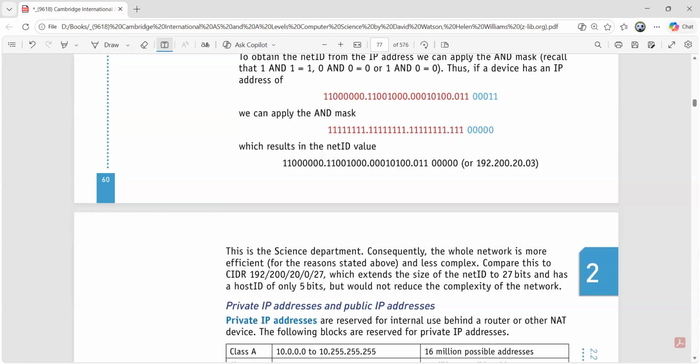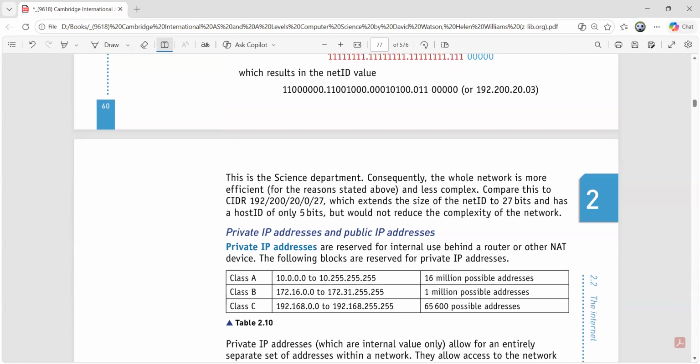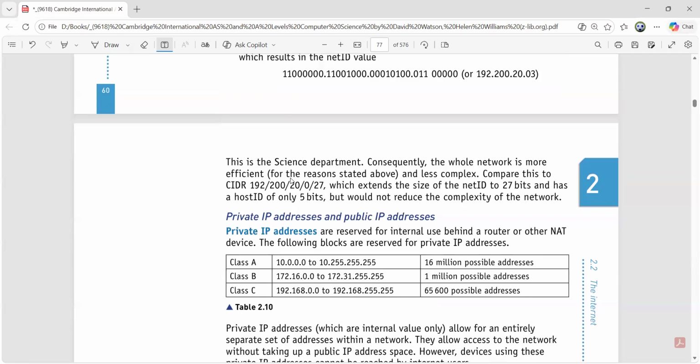You can understand a little better. Just by looking at this, you can see which department it belongs to: the science department, the arts department, the humanities department, or the computing department.